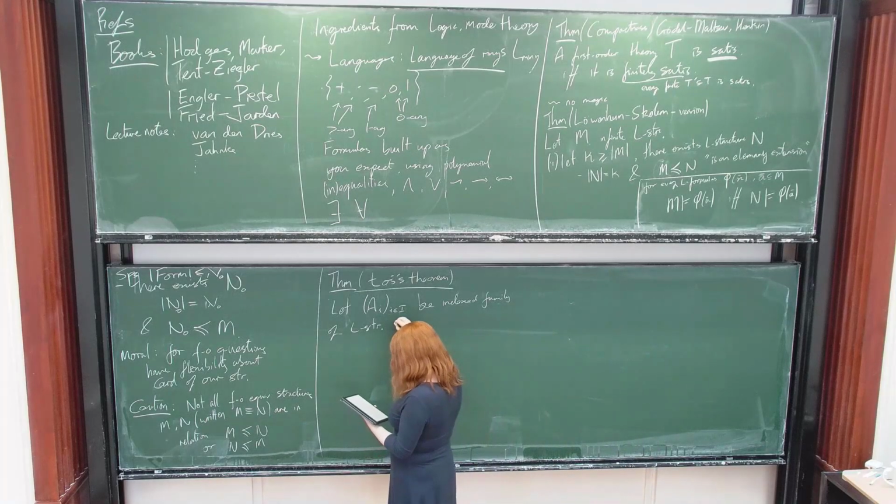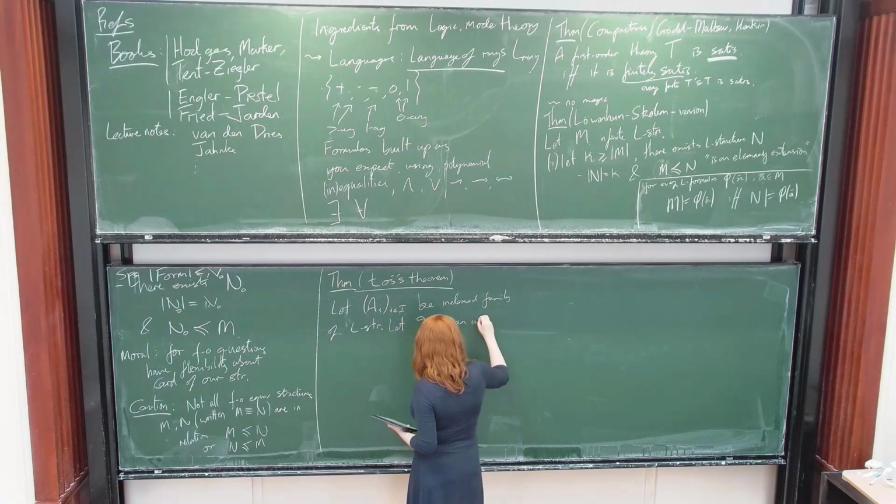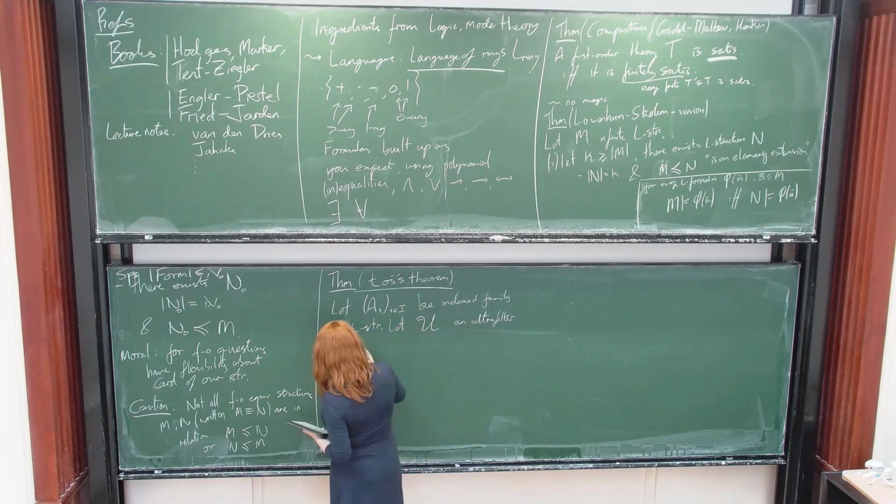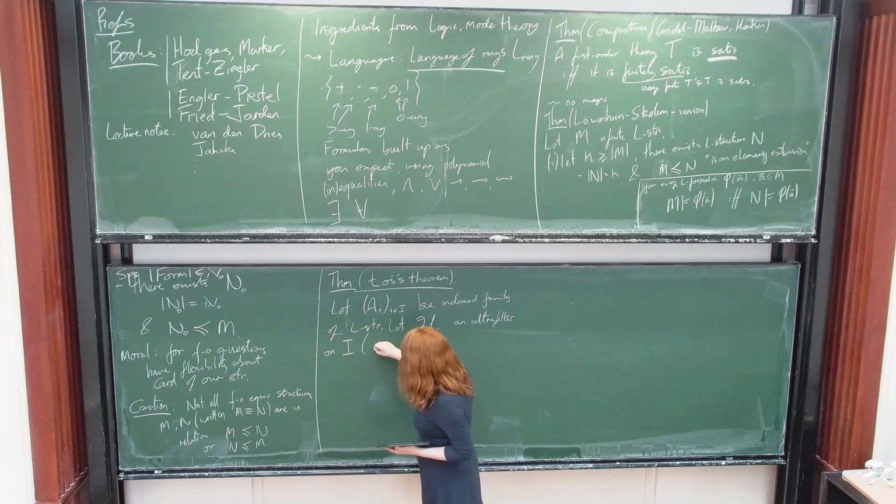Okay, now let's take U, an ultrafilter on I. That's the slightly complicated part. That means it's a maximal filter.